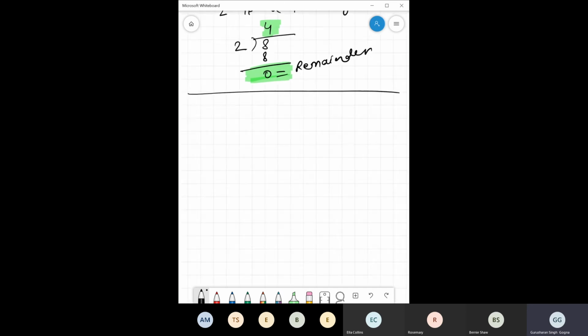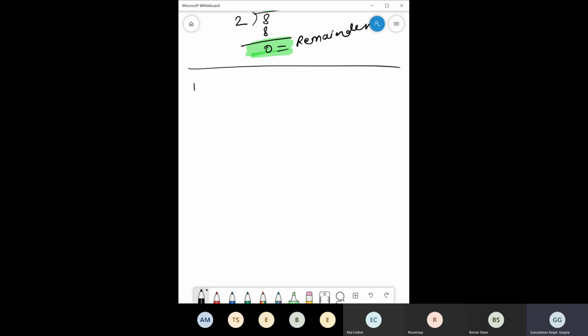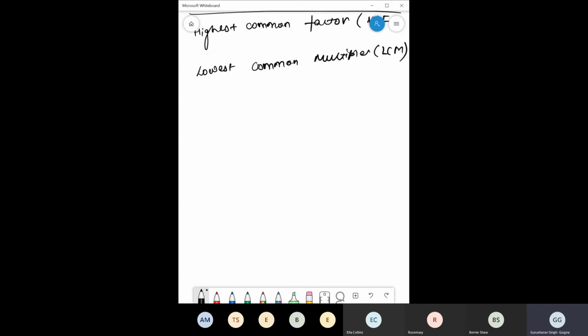Now there are two important things which we use in algebra. One is called highest common factor, and one is called lowest common multiple. HCF, LCM. So let us understand the first one, highest common factor. What do you mean by highest common factor? Let us start with factors first.